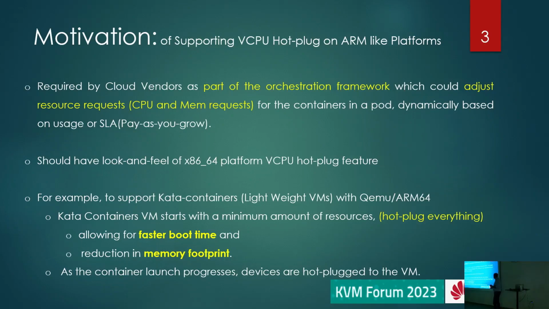So in a quick replay, the motivation is basically, as you all understand, that this is a much-vouched-for feature by the cloud vendors, and they require it as part of their orchestration framework. Generally the use case is to adjust their resources, which are primarily, in our case, the CPU and the memory, dynamically. And it could be based upon the usage.